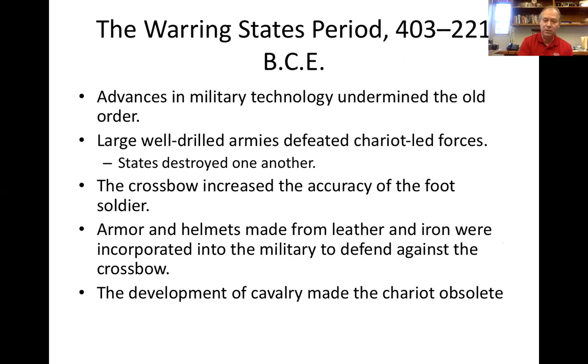You had chariot warfare earlier. Chariots are going to be replaced by infantry, the foot soldier armed with a new weapon, a very powerful and accurate crossbow. Lots of these can be made and they're more accurate. Chariot warfare cannot stand up to huge numbers of infantry armed with the crossbow, and also can't do as well as cavalrymen, men on horseback, protected with armor and helmets. They use leather and iron for this. So warfare changes and nobles become very powerful. They develop their own armies.